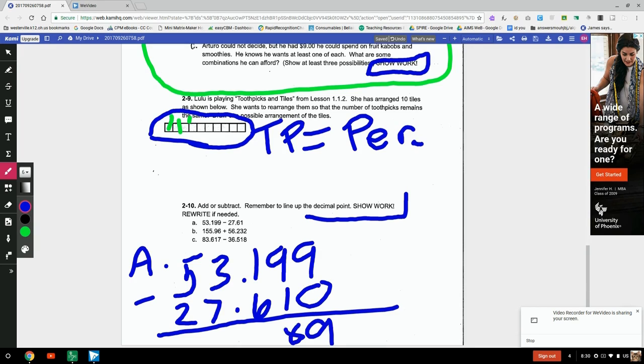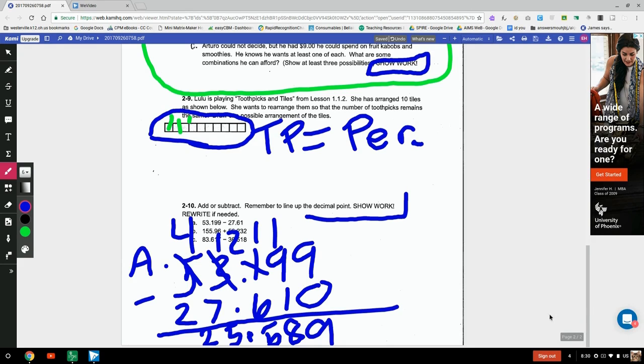Get 9, get 8. You've got to borrow. Go back and finish. You've got 5. Don't forget your decimal. 5, and you've got 2. So it should be 25 and 589 thousandths. So that's just A. Line them up, add them up, or subtract, and check your homework here after you're done. All right. Thanks for watching.